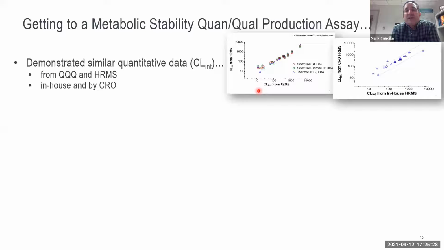And then the next thing, if you're going to move this outside to a CRO, you need to make sure you can reproduce it at the CRO. So this is the data from the intrinsic clearance from the in-house, and this is from the CRO. And again, you can see within twofold error, we're getting most of the same values. So we're able to transfer the assay out to a CRO.